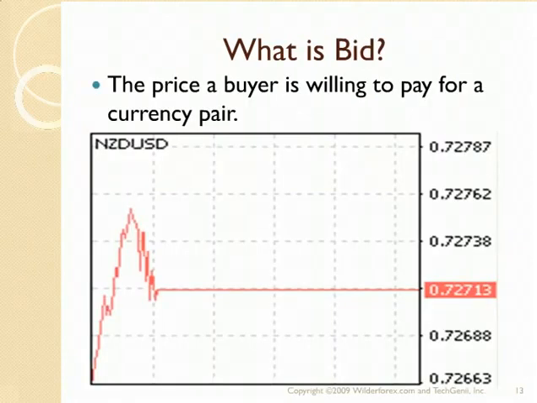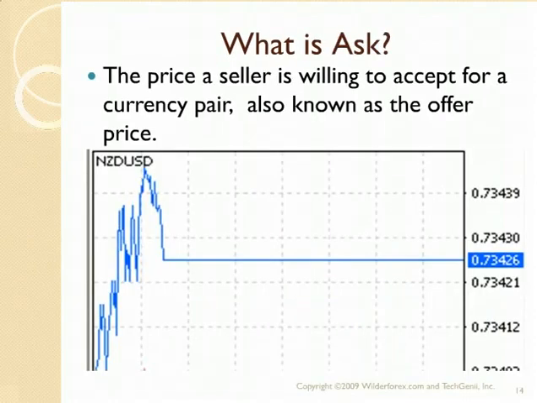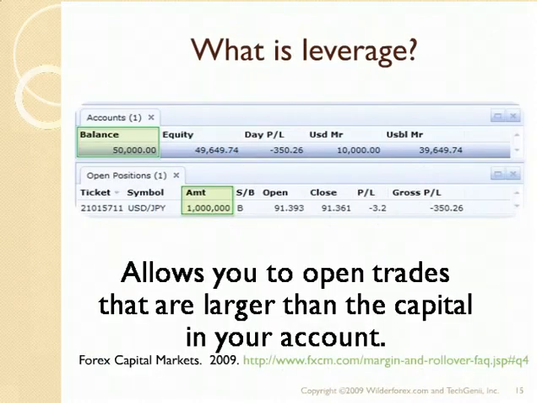What is bid? The price a buyer is willing to pay for a currency pair. For NZD/USD, the bid price equals 0.72713. What is ask? The price a seller is willing to accept for a currency pair, also known as the offer price. For the NZD/USD, the ask price equals 0.73426.